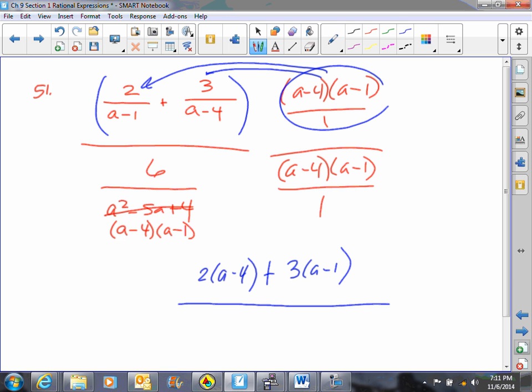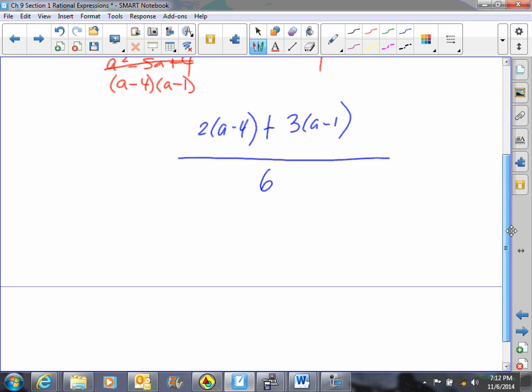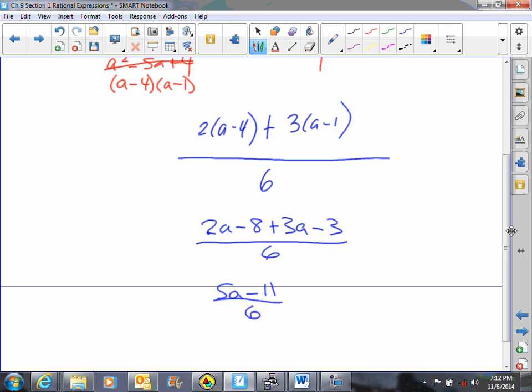Now in the denominator, a minus 4, a minus 1 both cross cancel, and so we're left with 6. Now, we have some more stuff that we can do with the numerator here to make it simpler. We have 2a minus 8 plus 3a minus 3 all over 6. So that gives us 5a minus 11 over 6. And we're done.